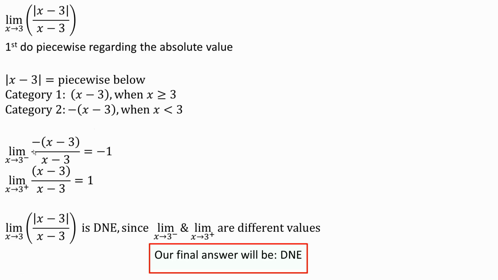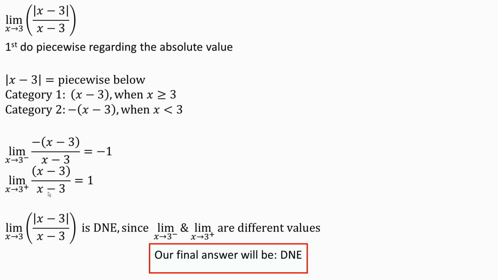So now I have two limits. Limit as x approaches 3 from the left and limit as x approaches 3 from the right. From the left, I would use category 2 because it's 3 from the left. So it's not 3, it's like 2.999 repeating. Likewise, from the right, 3 plus, it's like 3.001. And so here I'm going to swap the absolute value sign of x minus 3 with this negative parentheses x minus 3, divided by the denominator x minus 3. So this would cancel and we would get negative 1.